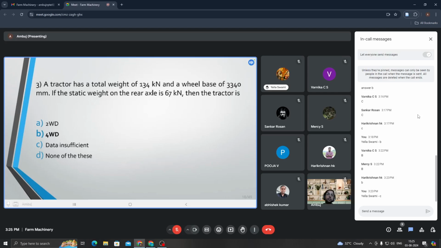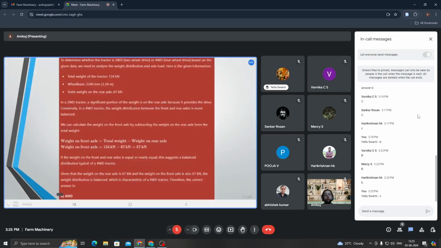So what will be the static weight on the front axle? Just try to calculate it and tell me. It would be 134 minus 67. So the total weight is 134 kilonewton, and the static weight on the rear axle is known, 67 kilonewton. Static weight on the front axle would be 67 kilonewton. So the tractor weight distribution on the front axle and rear axle is equal. The meaning is this, that the tractor is four-wheel drive. In case of a four-wheel drive tractor, the weight distribution is kept 50 ratio 50, or 1 ratio 1. Means equal division is there.